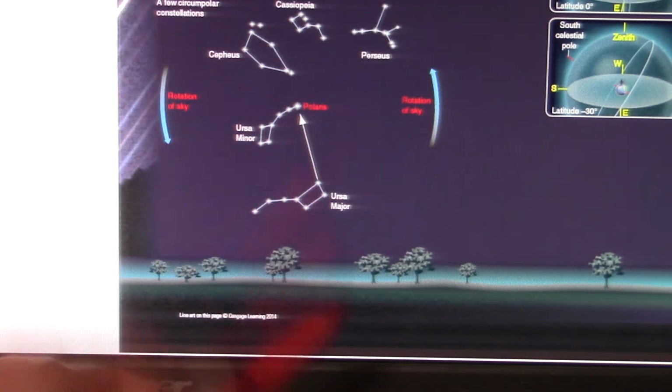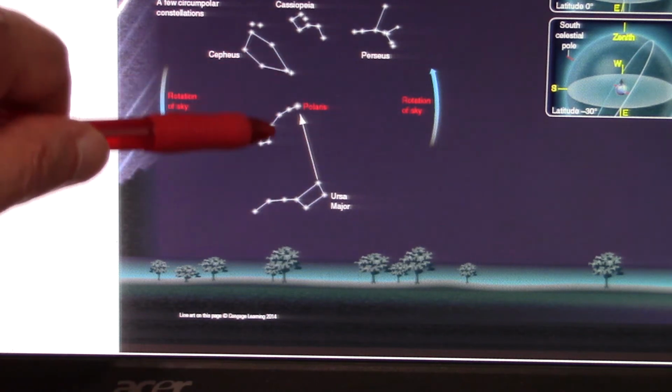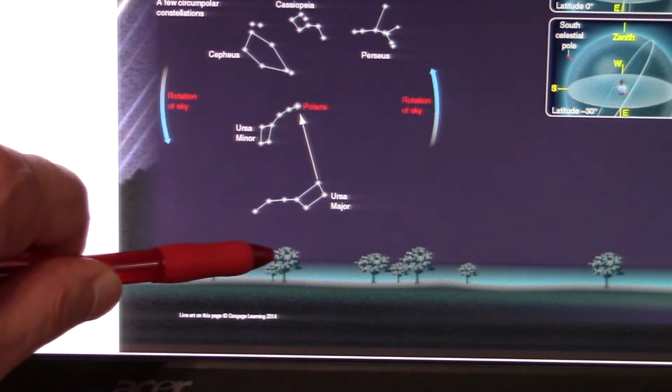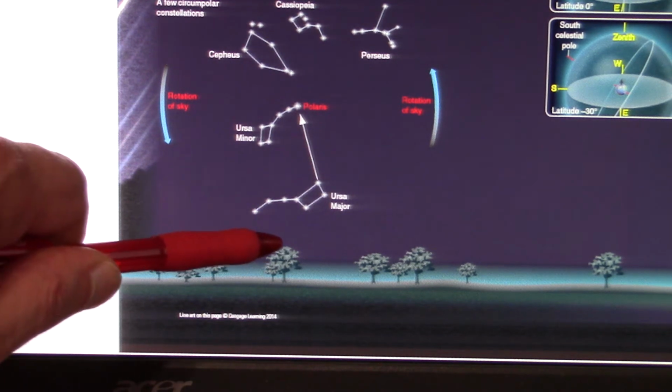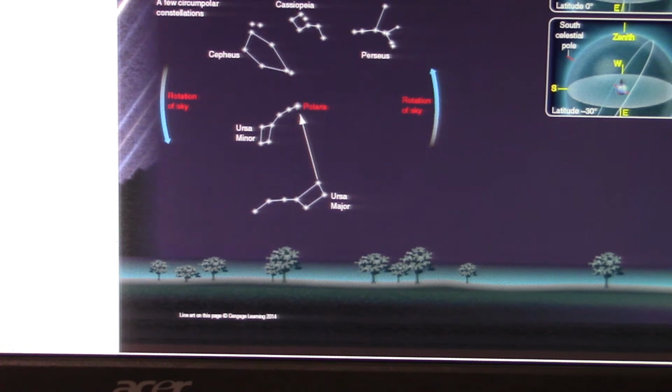Okay, that's how you find the Big Dipper. If you're out in the woods or in a desert, you can find the North Star. You now know that is due north. So you go down, that's due north. And now if you know you have to go north, south, east, or west, you know where north is. So you now can do some celestial navigation.